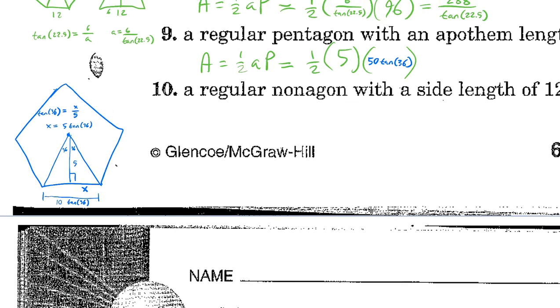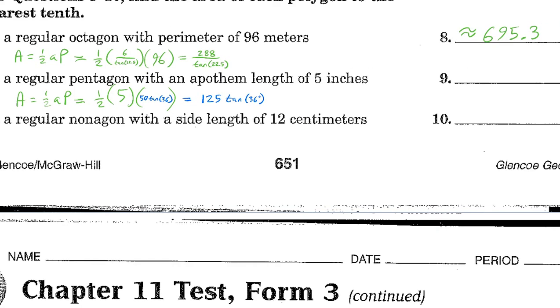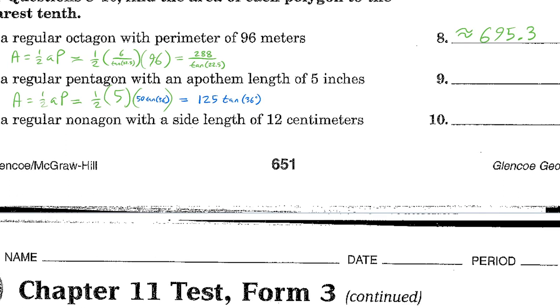And so if we multiply that, we get that that's exactly equal to 125 times the tangent of 36 degrees, or that's approximately, so 125 times tangent of 36 degrees, that's 90.817 and so on, but 81 rounds to 90.8.